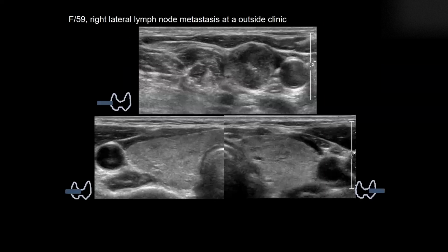This is a 59-year-old female patient. Right lateral lymph node metastasis was diagnosed at an outside clinic and was admitted to our hospital for surgery. But primary thyroid cancer was not found at the outside clinic. On preoperative staging US, I could not find a primary thyroid cancer where it should be.